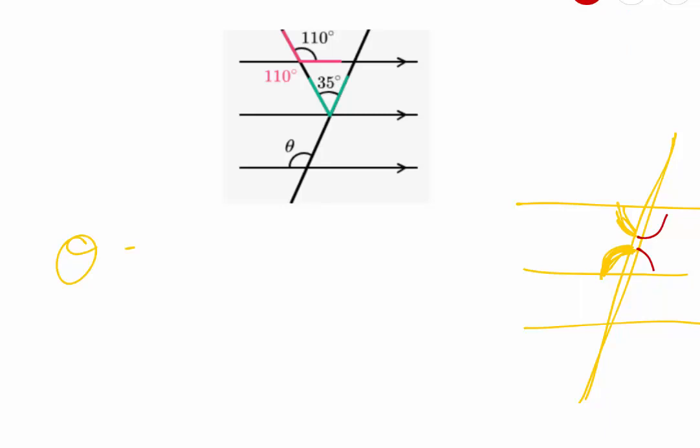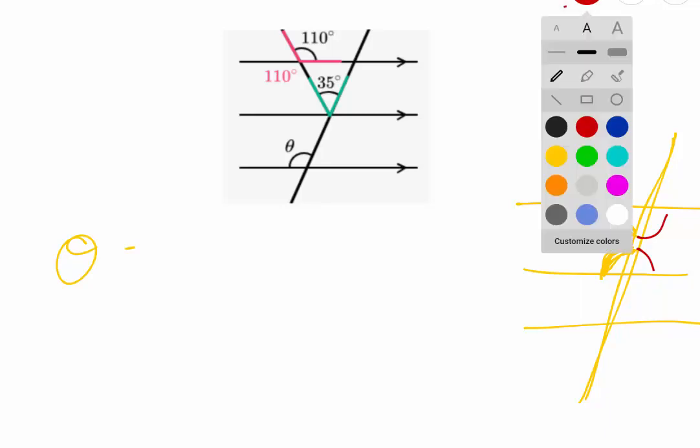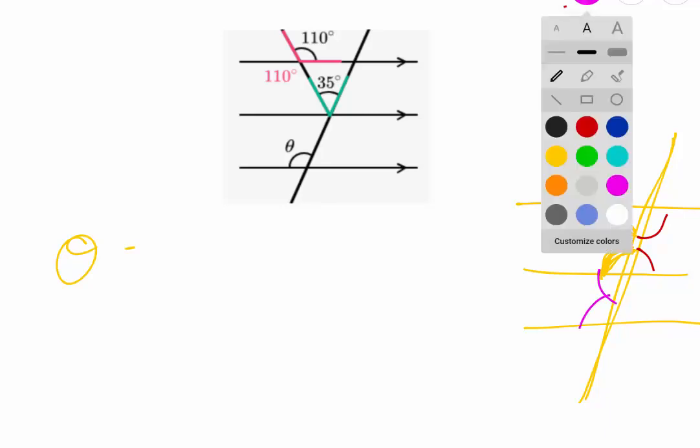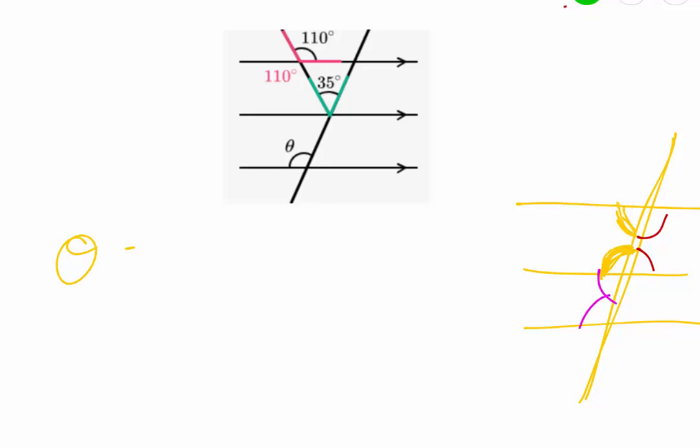This angle and this angle over here should equal 180 degrees. So should these angles down here, and so on and so forth. The two angles on the inside there should together be 180 degrees.